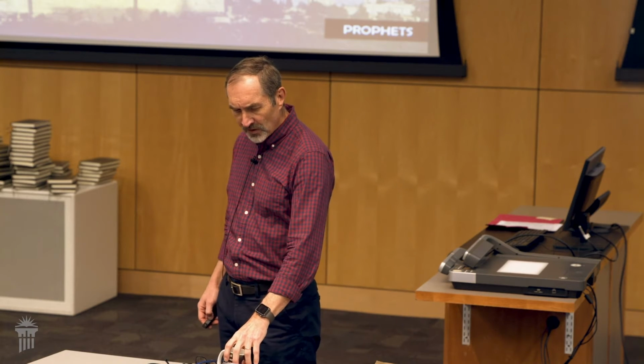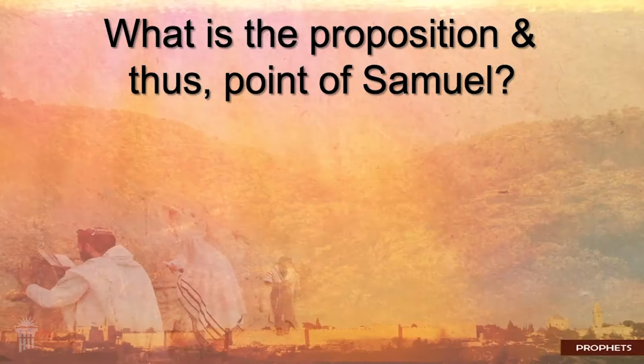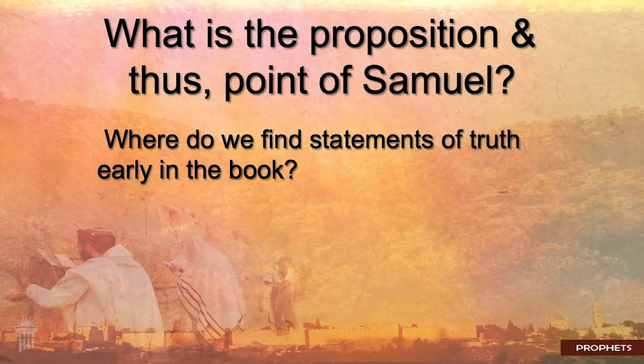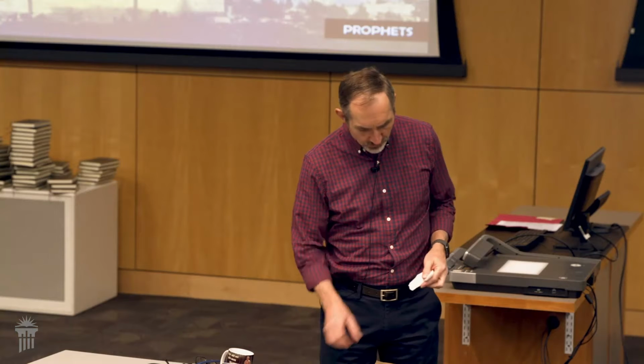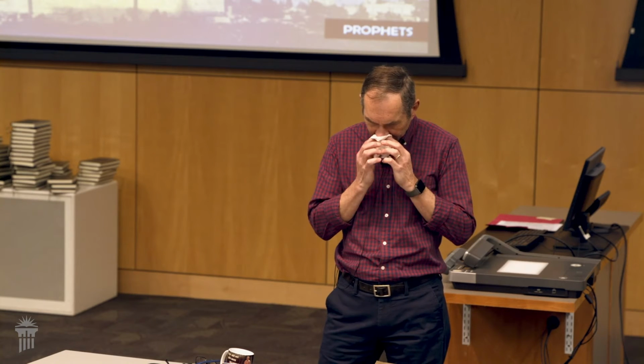So, let's get back then to Samuel and say, what is the proposition and thus the point or caption of Samuel? Well, in order to find that out, you've got to ask yourself, where do we find statements of truth early in the book? So, open up your Bibles with me to 1 Samuel, and we will begin where the story does. Now, when we talked about the major characters, some people said David, some people said David and Saul, but actually the book doesn't begin with either David or Saul. Who does it begin with? Slightly trick question here, be careful before you answer.